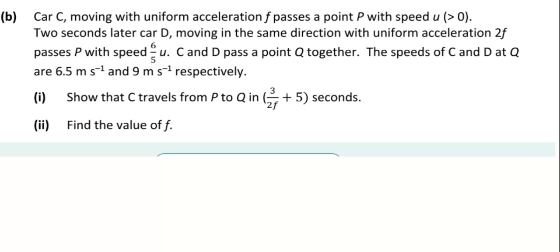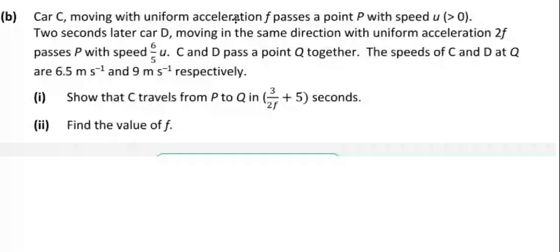Car C, moving with uniform acceleration F, passes a point P with speed U. 2 seconds later, car D, moving in the same direction with uniform acceleration 2F, passes P with speed 6/5 U. C and D pass a point Q together. The speeds of C and D at Q are 6.5 and 9 respectively. Show that C travels from P to Q in 3/2F plus 5 seconds.